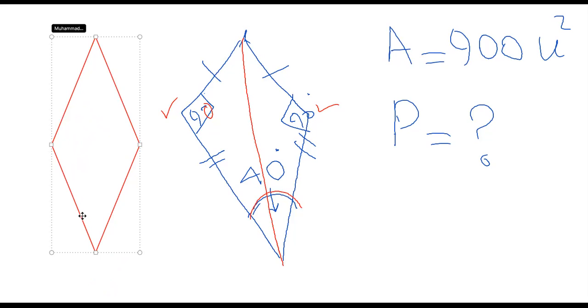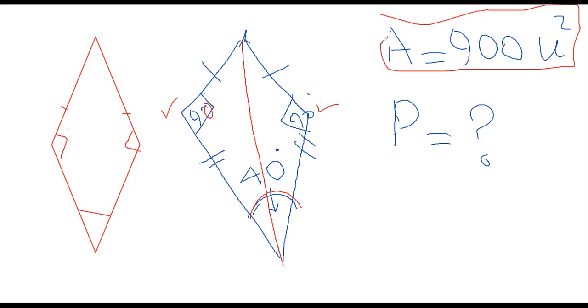The angle over here is 40 degrees, and this side is equal to this one, and there's a right angle, 90 degrees. Also there is another 90 degrees. The only information is that its area is 900 square units, and we are looking for the perimeter. So it's a challenge for you.